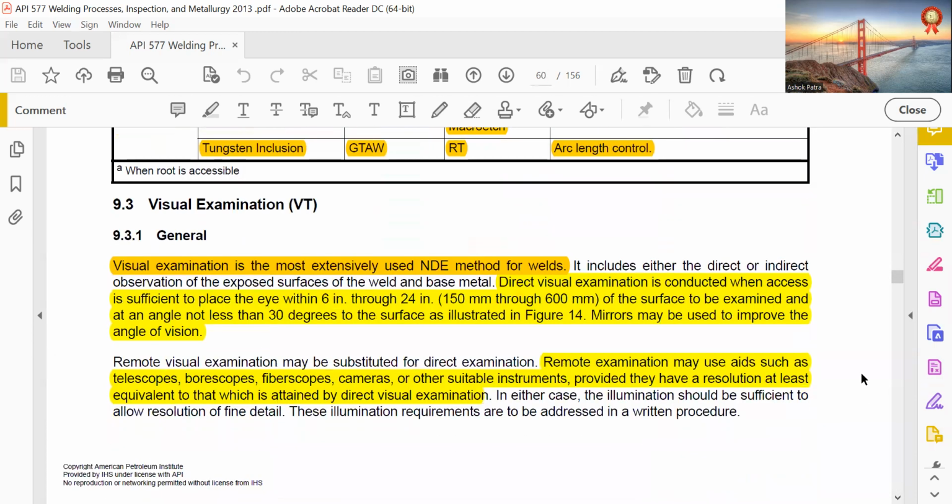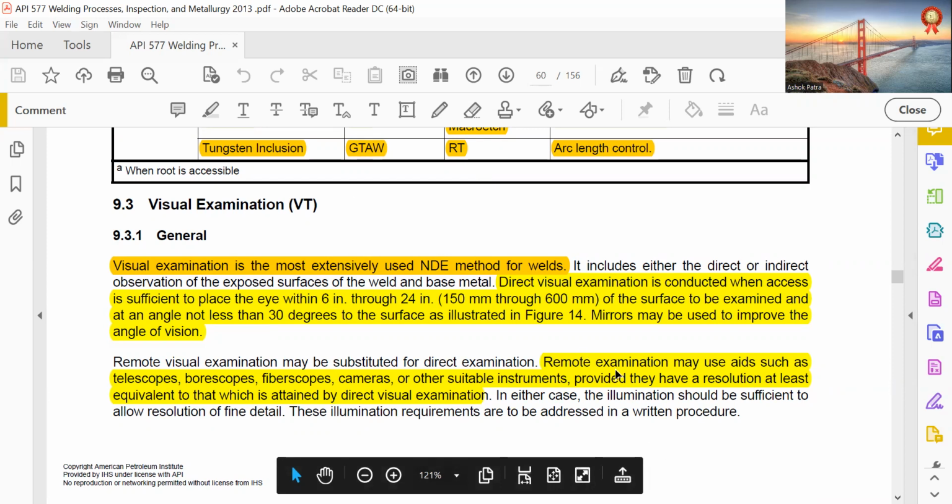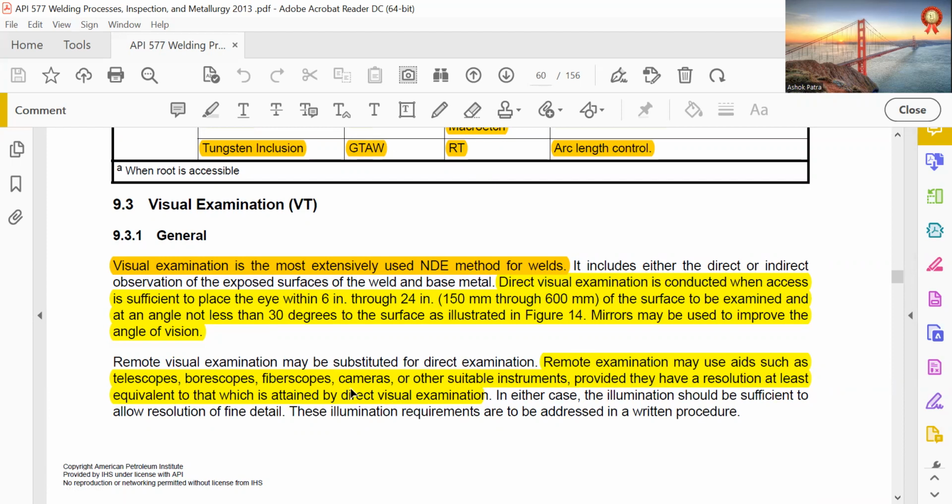Visual examination, VT. Visual examination is the most extensively used NDE method for welds. Direct visual examination is conducted when access is sufficient to place the eye within 6 inch through 24 inch, 150 mm through 600 mm of the surface to be examined, and at an angle not less than 30 degrees to the surface, as illustrated in figure 14. Mirrors may be used to improve the angle of vision from the backside or reverse side. Remote examination may use aids such as telescope, borescope, fiberscope, cameras, or other suitable instruments, provided they have a resolution at least equivalent to that attained by direct visual examination.